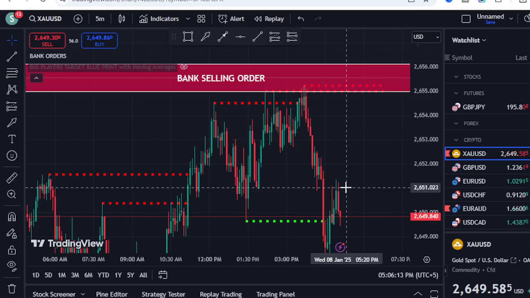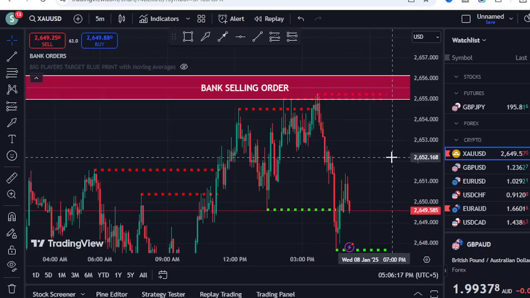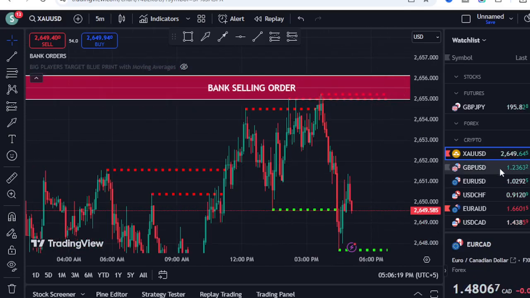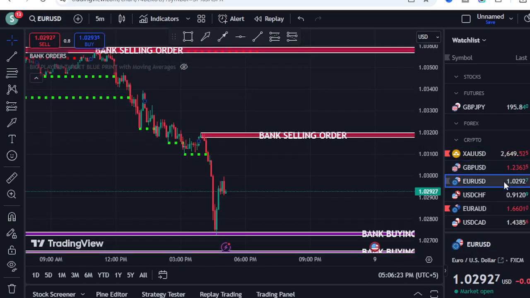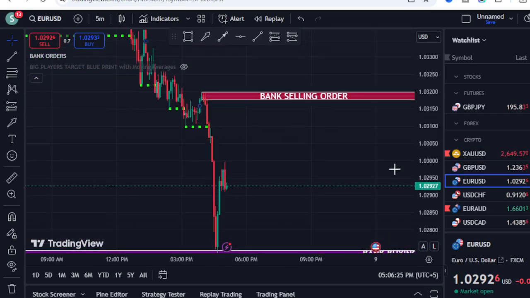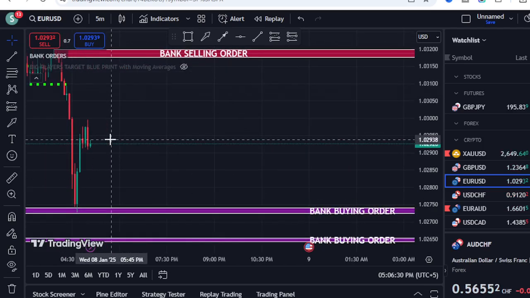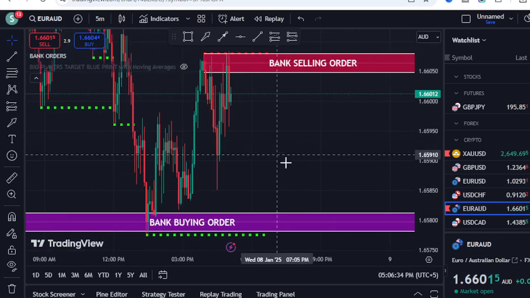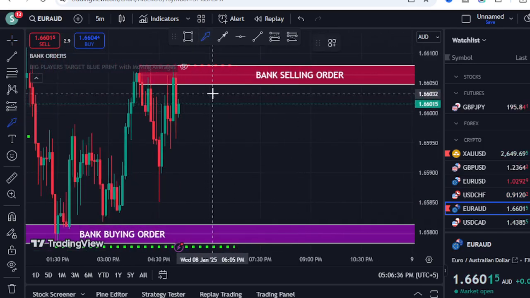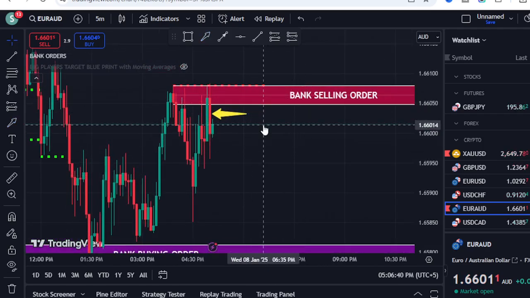In this video, I'm going to show you the most powerful indicator that is available for TradingView, and you can make very good profits just by using this indicator. This is the bank's buying order and the bank selling order, and this indicator is very, very perfect. Like you can see, the price is going up from the bank buying order and it was rejected from the bank selling order. And if you go to the maximum pairs, for example, in the last 5 minutes, we have the drop on Euro AUD exactly from the bank selling level.